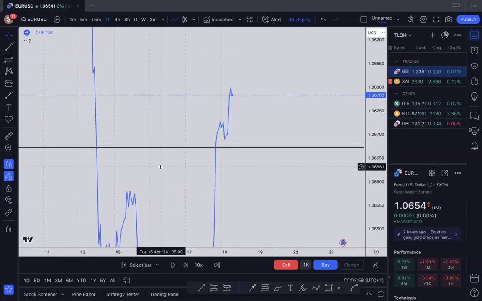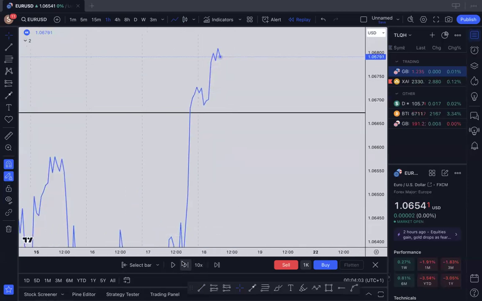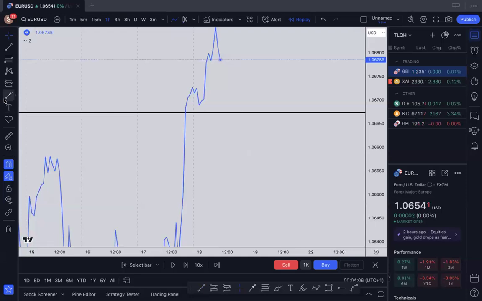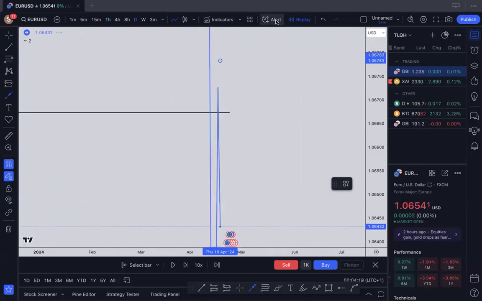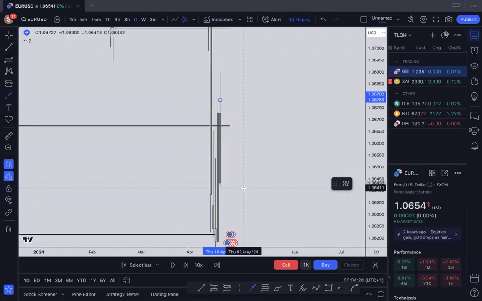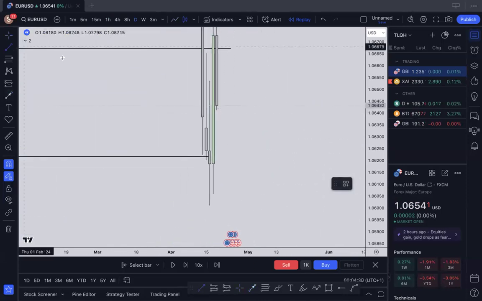Okay, so now we have a possible candidate for that QM because we've taken out this high. Okay, we've just taken out another high and we are yet to close below. So it's very important that we get that close. And there we go. So we've had that QM right there. So now on the daily, where would we be going? Let's have a look. So on the daily, I would assume, get my little moving tool, that we would achieve either down here or this flip level.